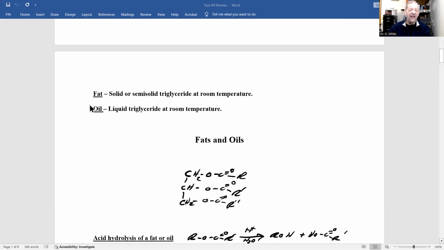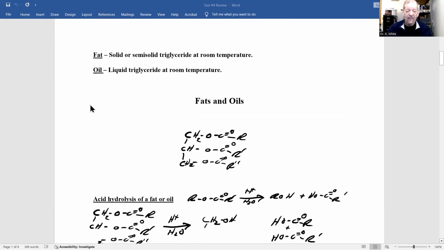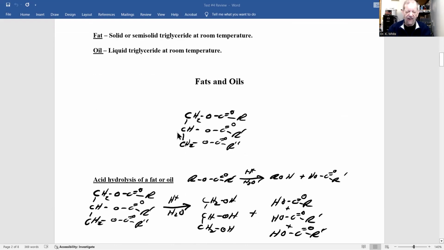Now, let's talk about fats and oils. You should know a fat is a solid or semi-solid triglyceride at room temperature. An oil is a liquid triglyceride at room temperature. And my cardiologist reminded me, keep your fats and oils intake way down. It's healthy for you. Now, the general structure for all fats and oil is this triglyceride, also known as a triester. And for test 3, you learned an ester.